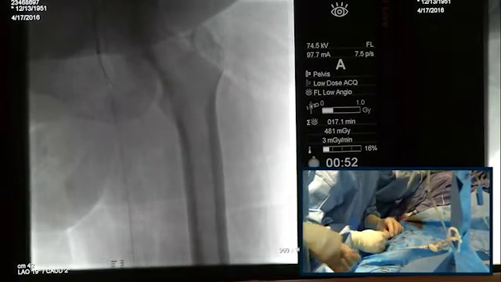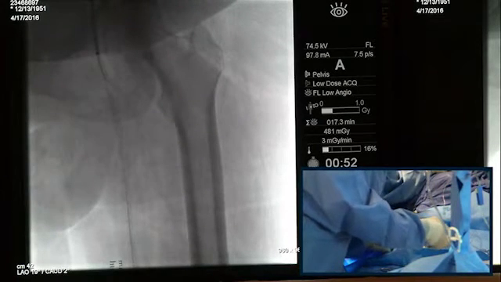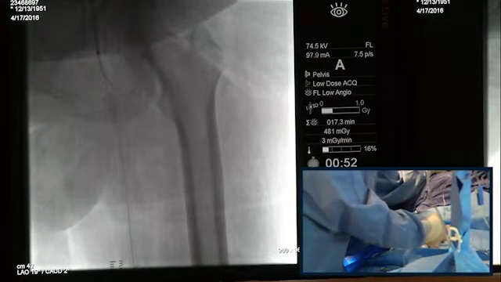Come down a little bit. You may just have to occlude it proximally. Yeah, just a 2 centimeter long balloon. Right there, just proximal. Yeah. So that's okay. A little bit more.